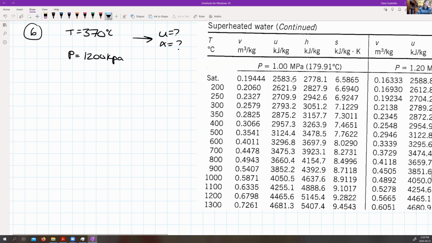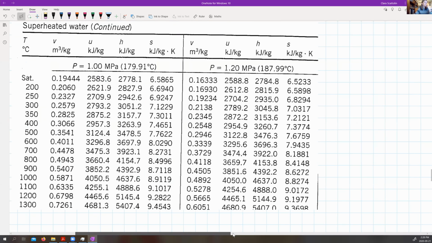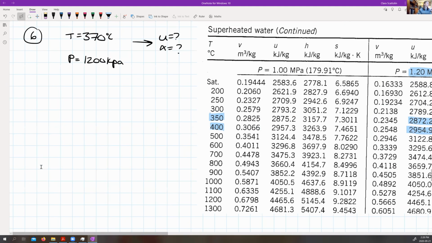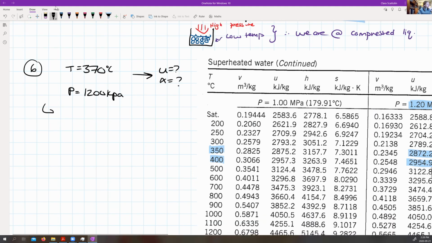So if I find the, we're at 1,200 kPa, which is 1.2 MPa over here. And the temperature we're given is 370. And 370 is unfortunately not on the table. We have 350, 400. So I'm going to go somewhere in the middle, which means that my total internal energy, which is what I'm asked to solve for, is going to be somewhere in between. Which means we're going to have to interpolate the values. We can answer part of the question. We know that our phase is superheated gas. Therefore, there's no quality.